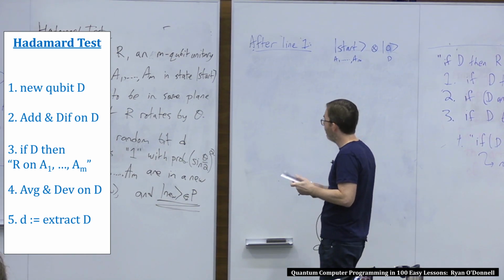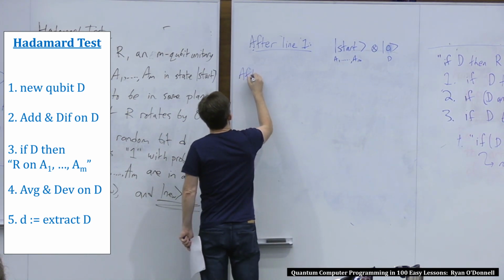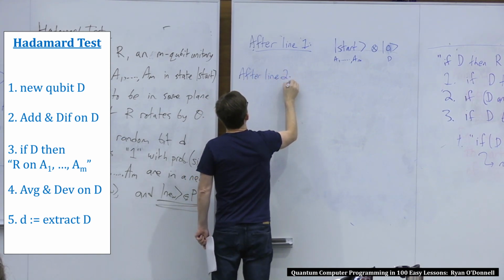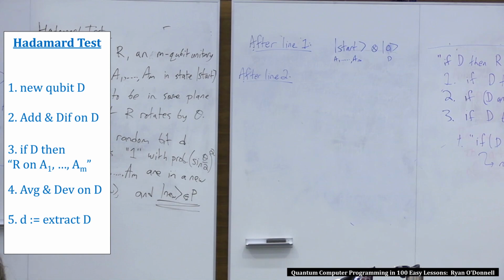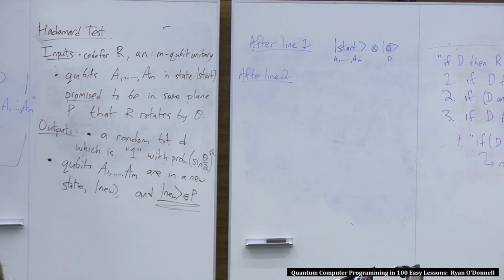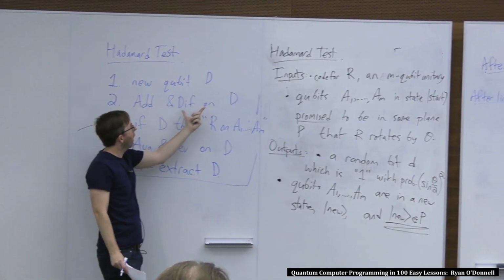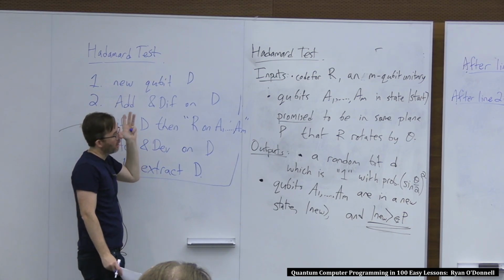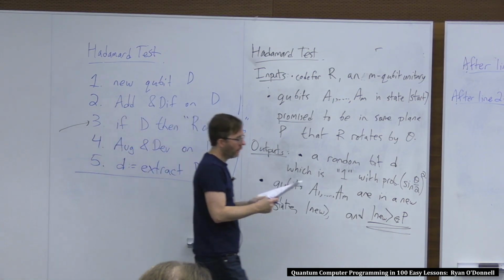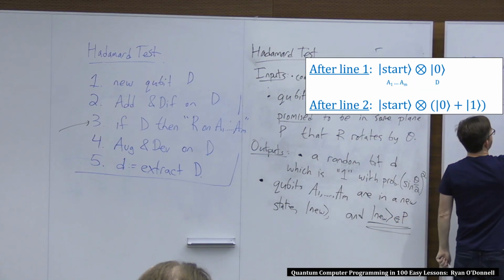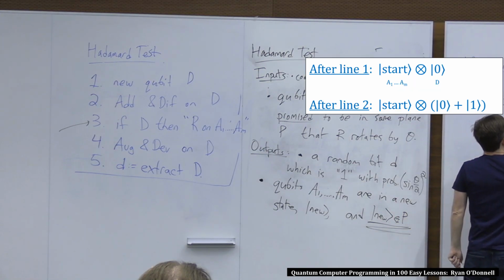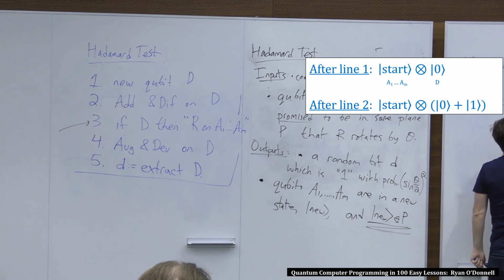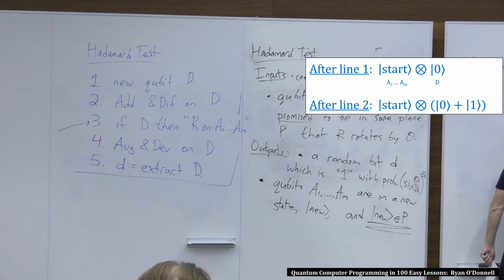So what about after line 2? Okay, so in line 2, we only do an operation on D. So it's still like Dave, the owner of D, could have done lines 1 and 2 in Dave's own office. So we really only have to understand how ket 0 changes when we do add and diff on it. And then it'll still be unentangled. So after line 2, the new state will be start tensor product whatever you get by doing add and diff to ket 0, which I know you remember is just this, ket 0 plus ket 1.